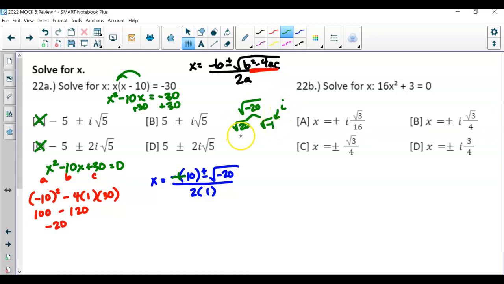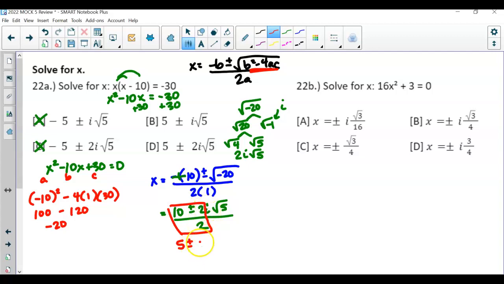So that's where our i comes in. Then here I've got the square root of 4 times the square root of 5. The square root of 4 is 2, so 2i radical 5. So I can rewrite this as 10 plus or minus 2i radical 5, all divided by 2. Now we can simplify, because here I can divide all 3 values by 2. 10 divided by 2 is 5, and 2 divided by 2 is 1, so 1i, or just i, radical 5. That's why the answer is B.